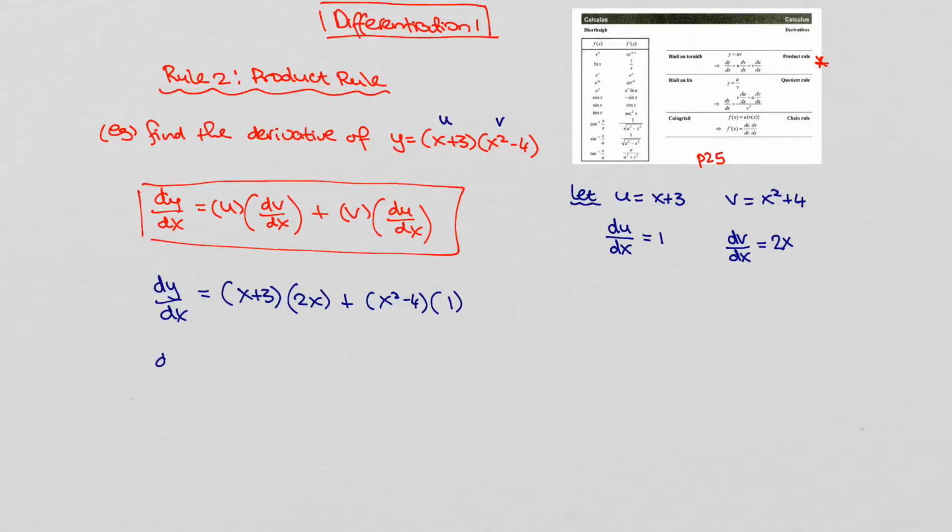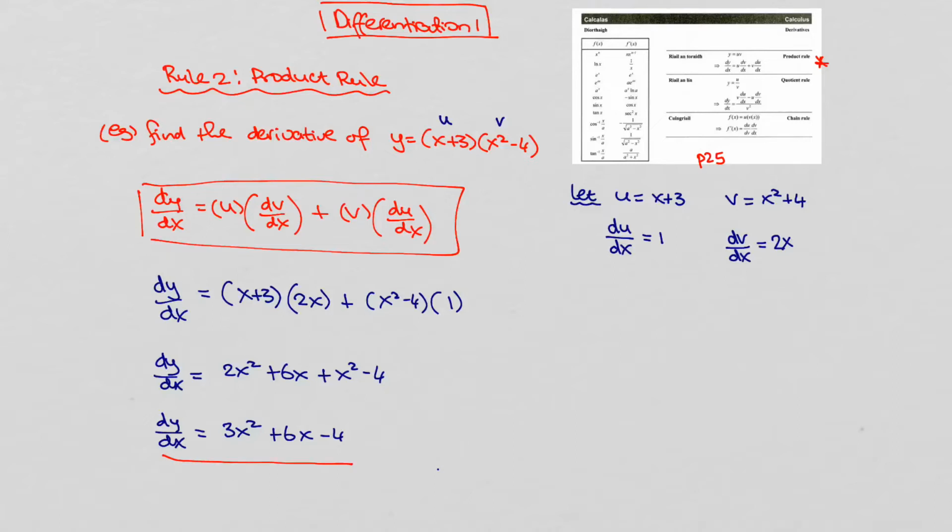But of course, in maths we should always tidy up and simplify. So to do that, we're going to multiply out our brackets here. So we have x by 2x is 2x squared. 3 by 2x is 6x, plus x squared minus 4. And I can simplify that one step further because I can add my x squareds, which gives me 3x squared plus 6x minus 4. And therefore that is my derivative.